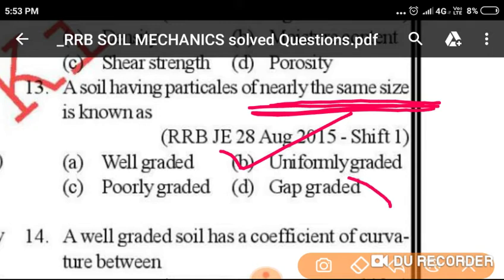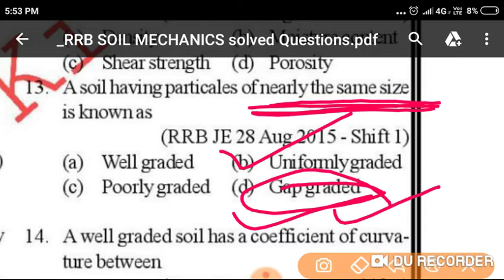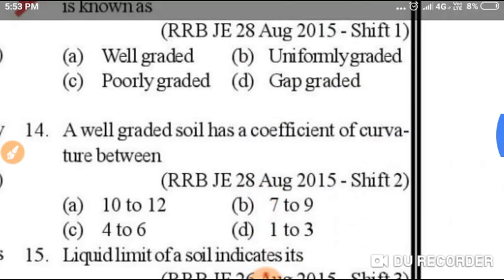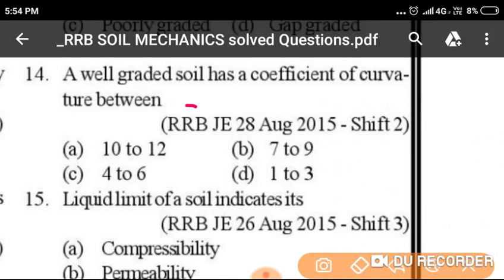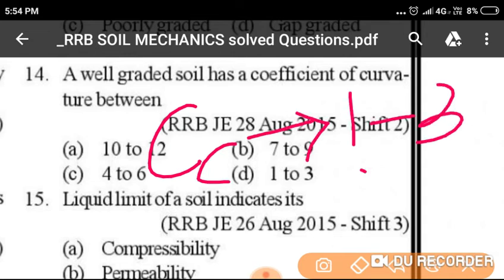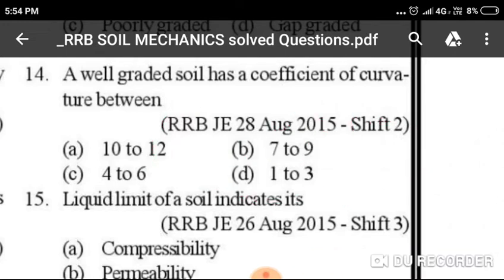Okay, gap graded. What is gap graded? When one size is small and another is large, that is gap graded. So question number 14: a well graded soil has a coefficient of curvature between option A 10 to 12, option B 7 to 9, option C 4 to 6, option D 1 to 3. So a well graded soil has a coefficient of curvature between 1 to 3. So here option D is the correct answer.